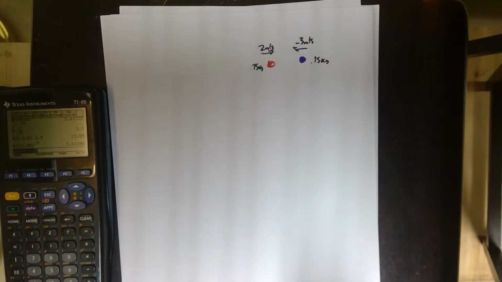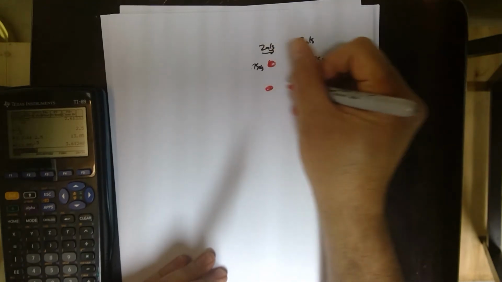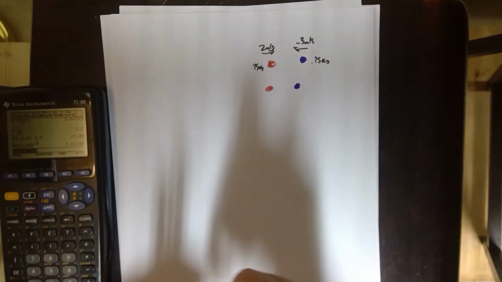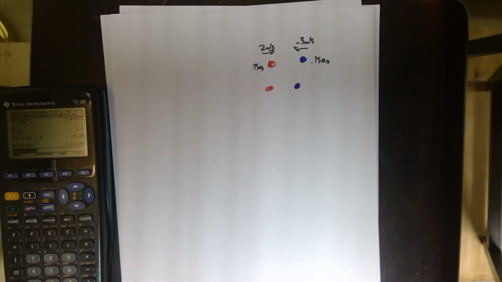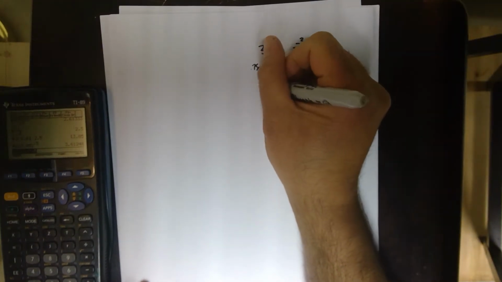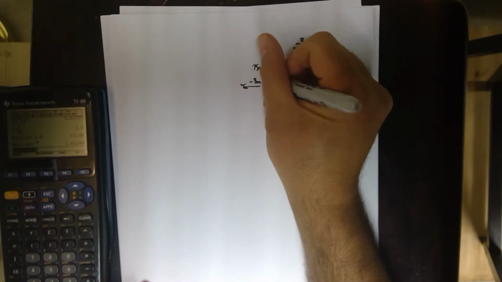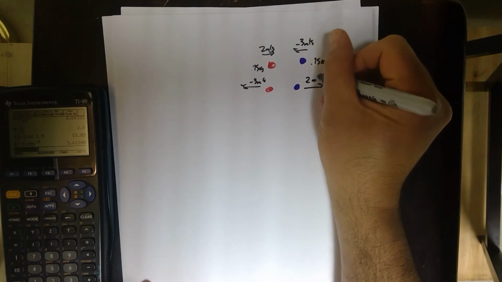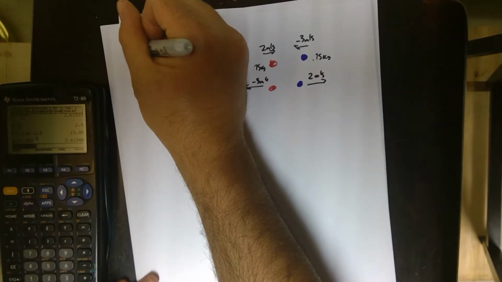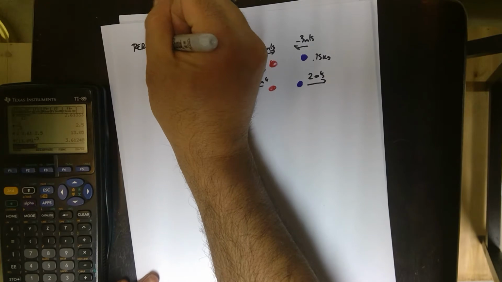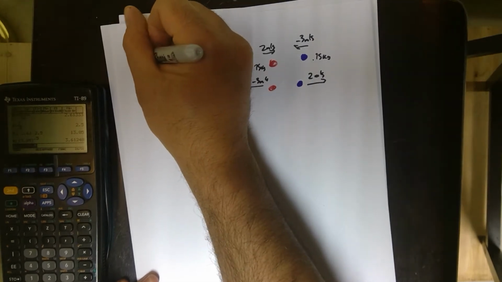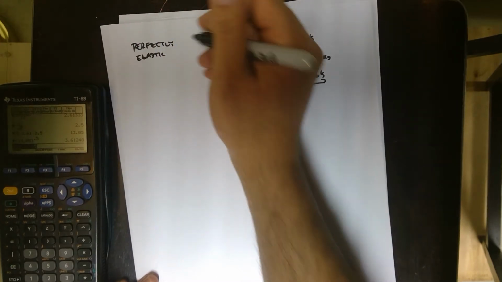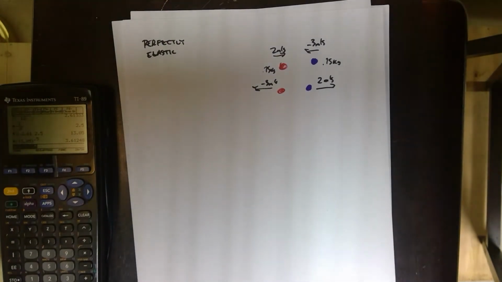They collide, they rebound. So here's your after scenario: one object moving one way, another object moving another way. Negative 3 meters per second, and this one is 2 meters per second. Now, this one is classified as perfectly elastic. I don't believe we really got through every little aspect of collisions, but we'll get through it now.